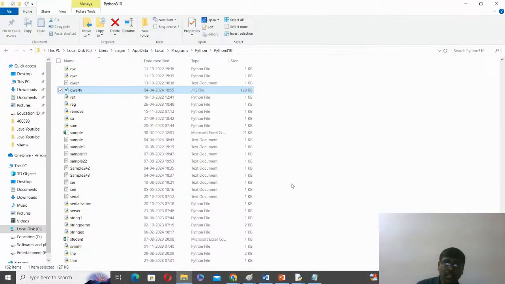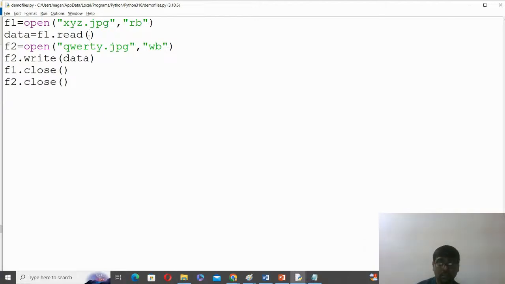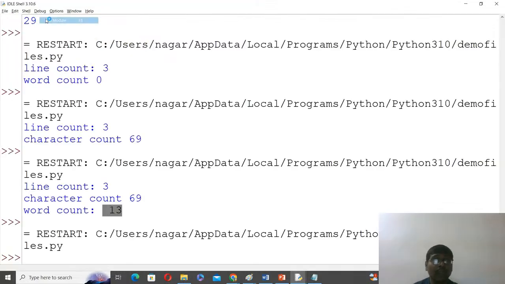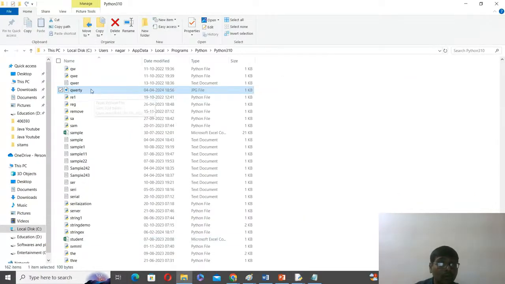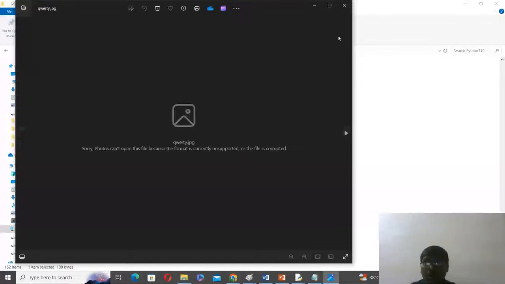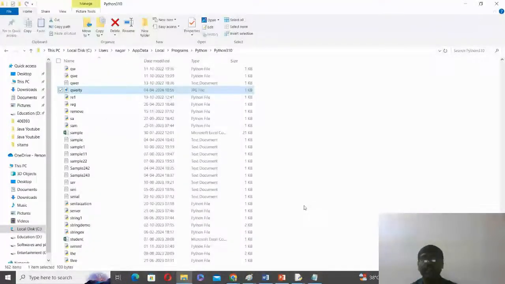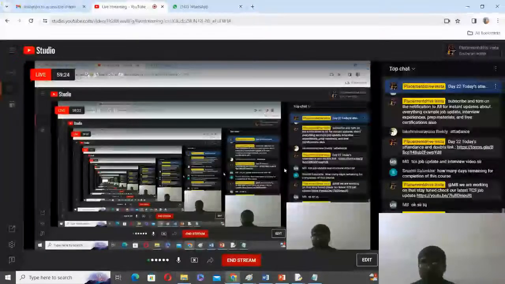You can do your operations not only on text files, you can do your operations on binary files also. Suppose check this one. In this type of situation, what happens? Now go to QWERTY. By seeing the size only, you got the information. Open this file: the format is currently unsupported, it is not possible. Now clear? Okay, this is the file.